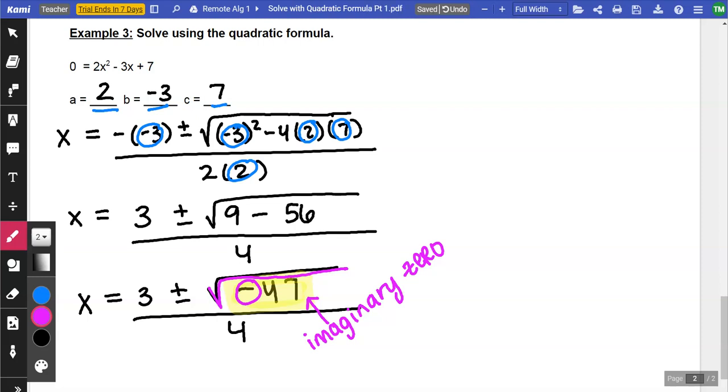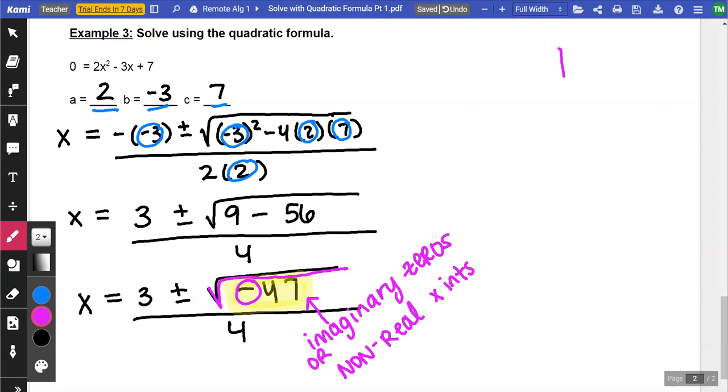So for now, if you run into a problem like this, you can tell me that you are going to get imaginary zeros, or you could also say you're going to get non-real x-intercepts.